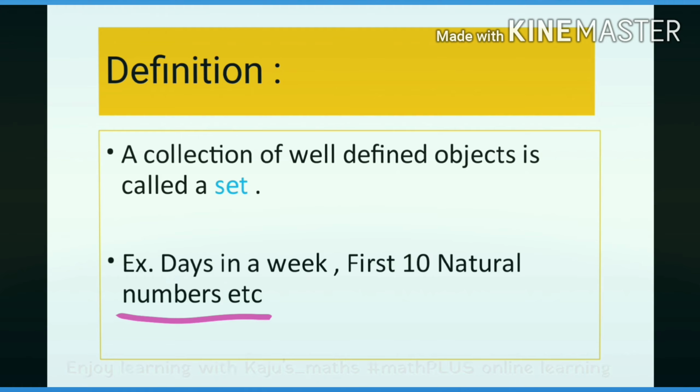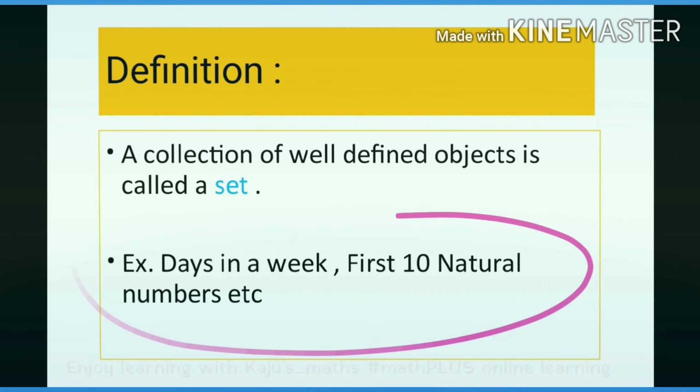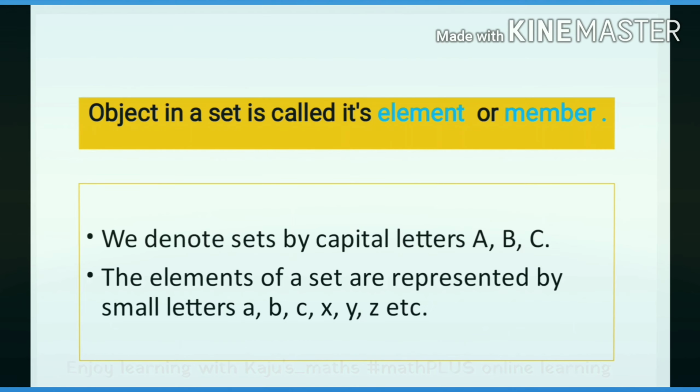Okay guys, so what is a set? It is nothing but a collection. But what kind of collection? Collection of well defined objects. When objects are well defined in that collection, we can say that it is a set. Like days in a week, months in a year, first 10 natural numbers, so on. These are all well defined collections, so we call them a set. Okay. So this is the definition of a set.